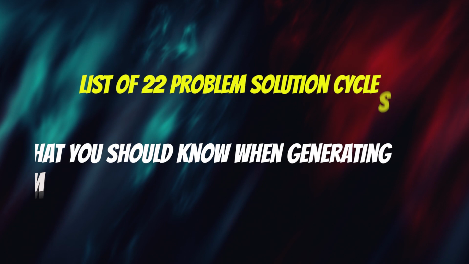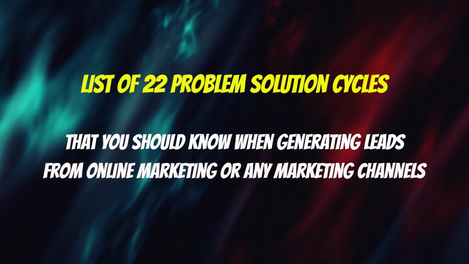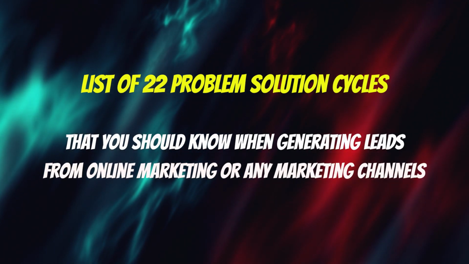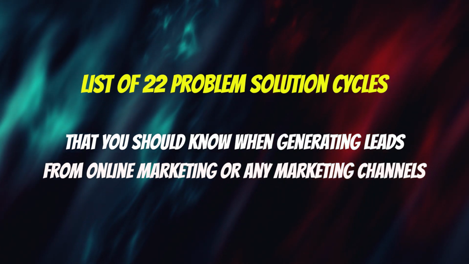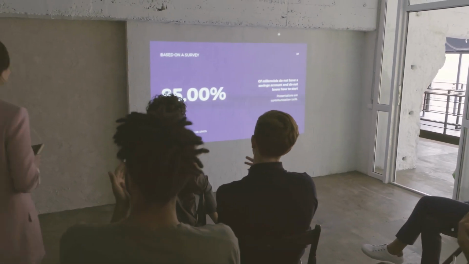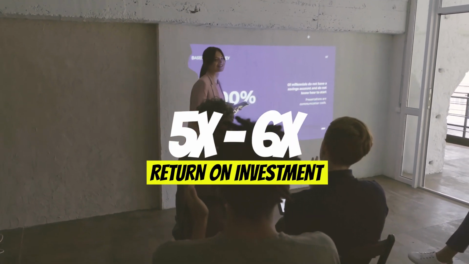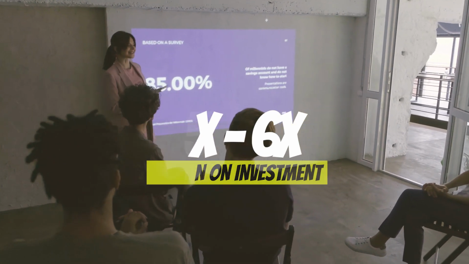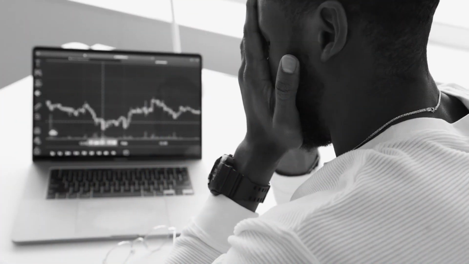I have a list of over 22 problem solution cycles that you should know when you're generating leads from online marketing or any different marketing channels. Throughout the past 2 months, we've gathered data from the last 3.5 years of clients that are crushing it and doing really well, having over 5-6x return on investment, 7x, and sometimes more. They've made so much money in their business in the last 3 years that they've been with us and continue to be with us. I also went to the clients that have not done well, have only stayed with us for 4 months or less, and potentially are struggling.